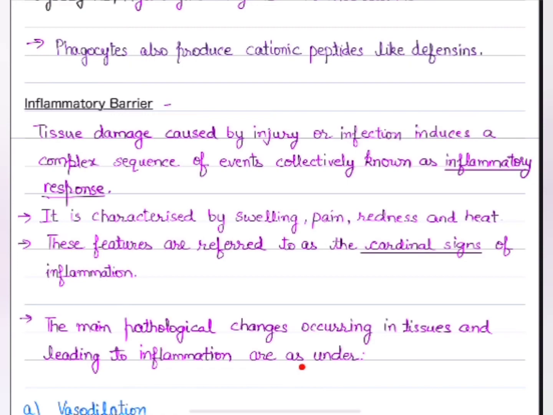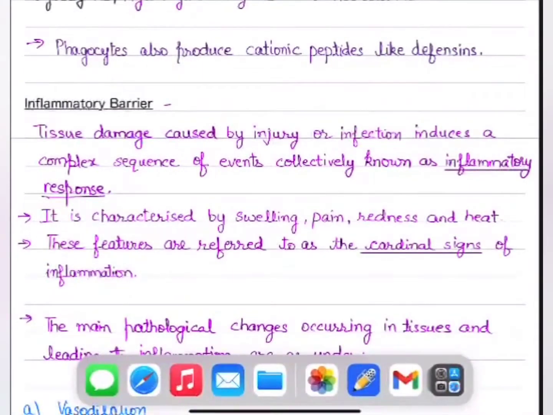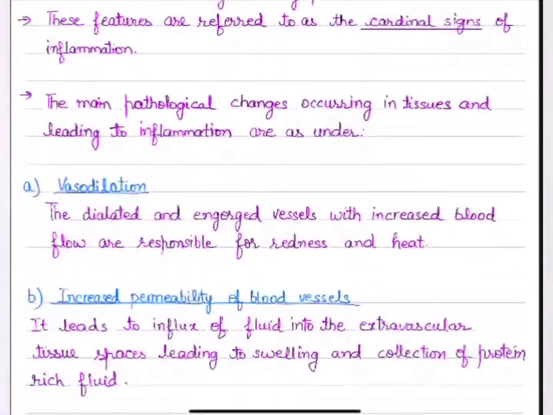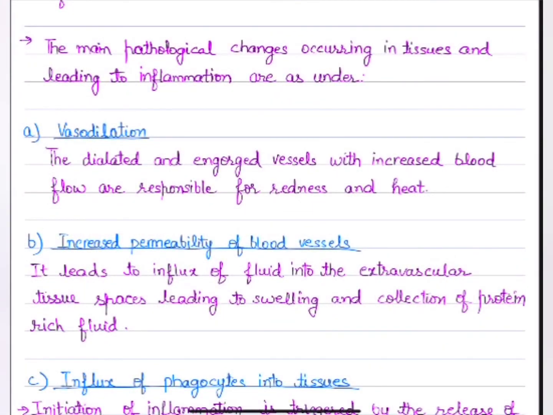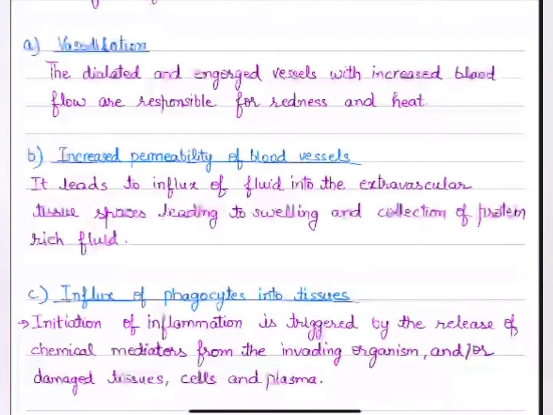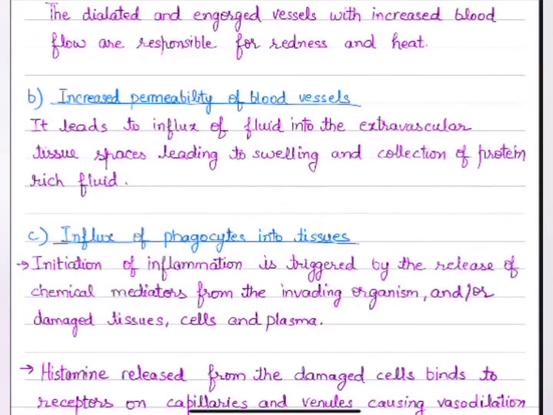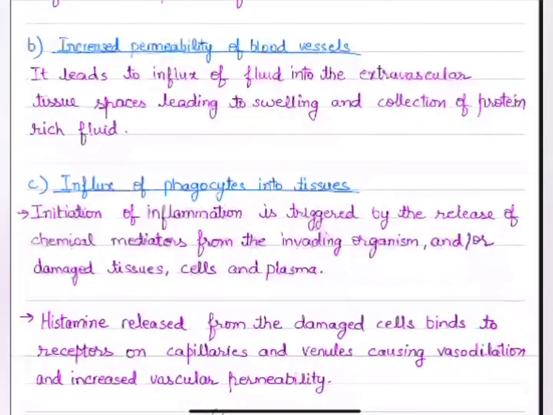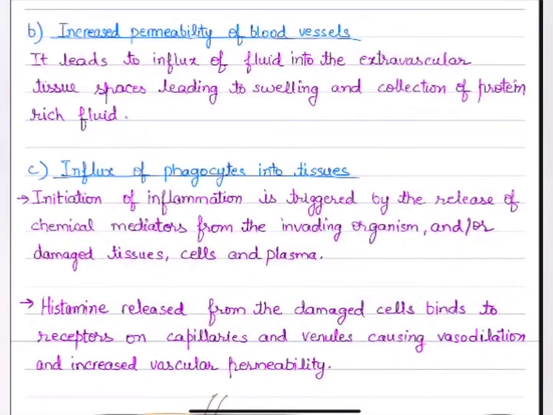We have three main types of changes occurring. First, we have vasodilation. Because of tissue injury, a lot of blood flows to the site of injury. So the vessels are dilated and engorged. That's why they're responsible for redness and heat. Second, we have increased permeability of blood vessels. It leads to influx of fluid into the extravascular tissue spaces, leading to swelling and collection of protein rich fluid called exudate. Next, we have influx of phagocytes into tissues.